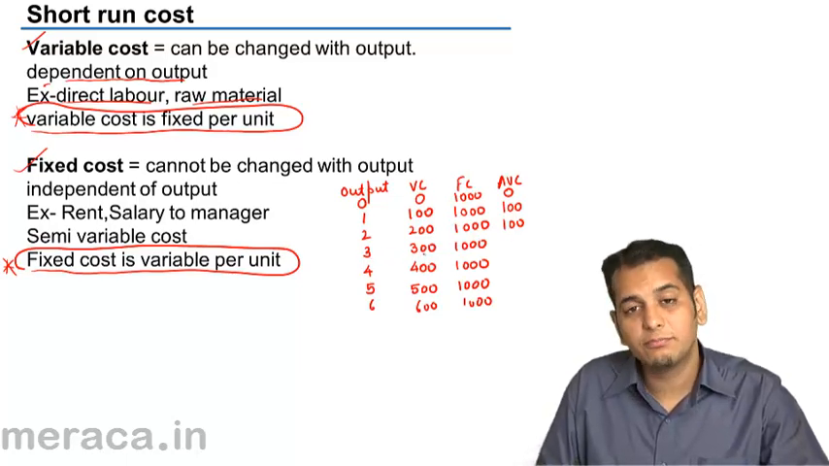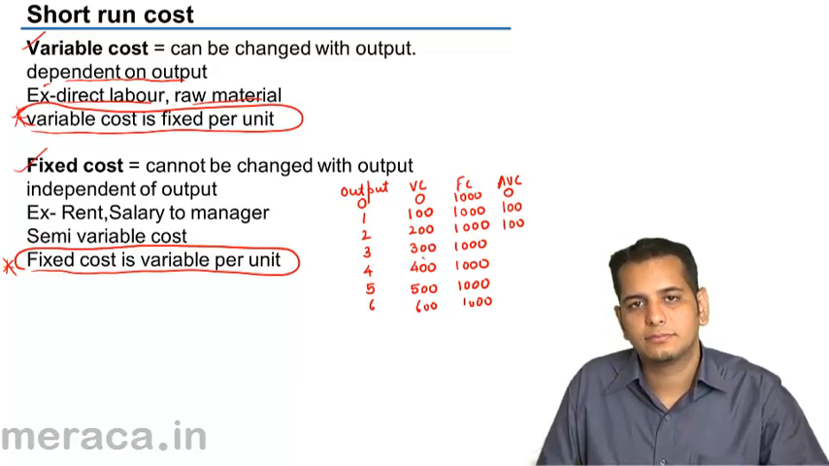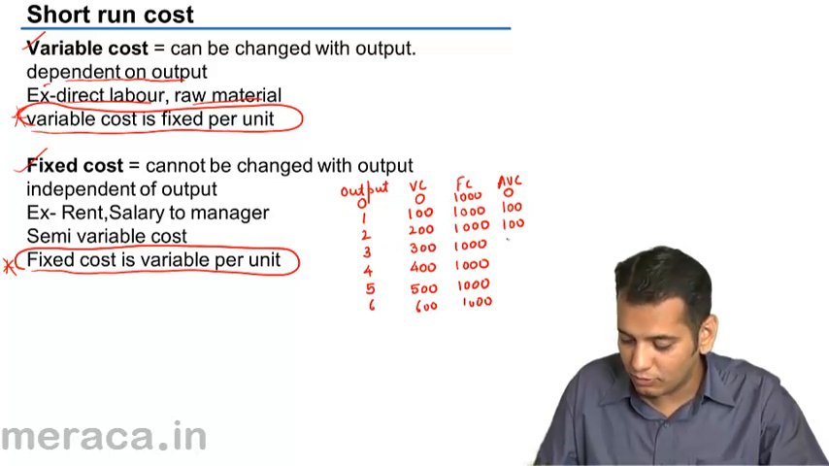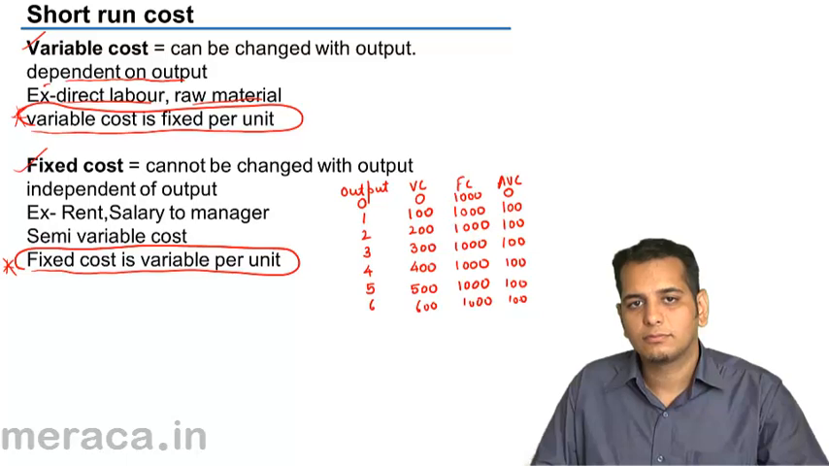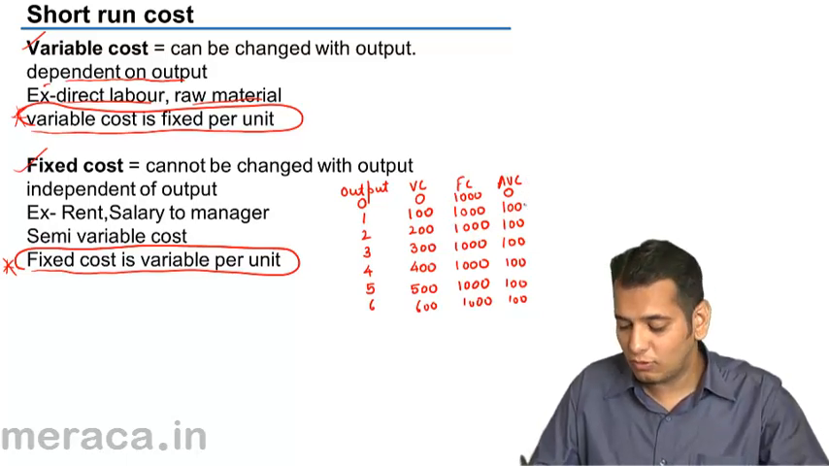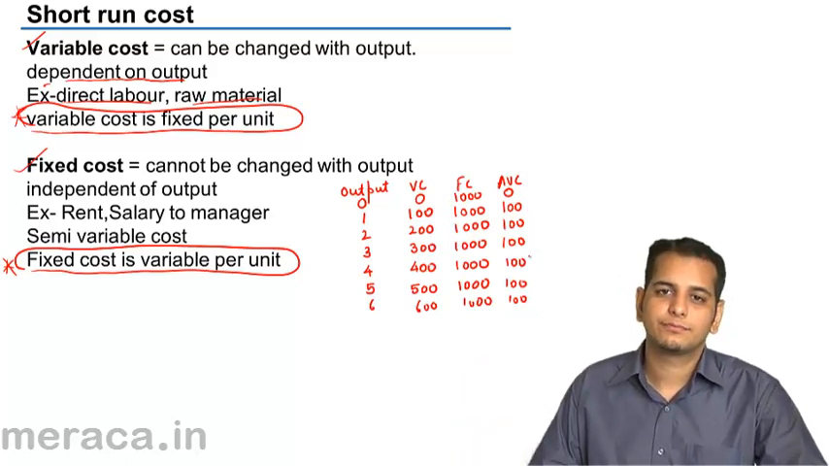For 3 units, my variable cost is 300. So per unit variable cost, or the average variable cost, is 100, and this holds good for all levels. So now you can see that the variable cost per unit is always fixed.